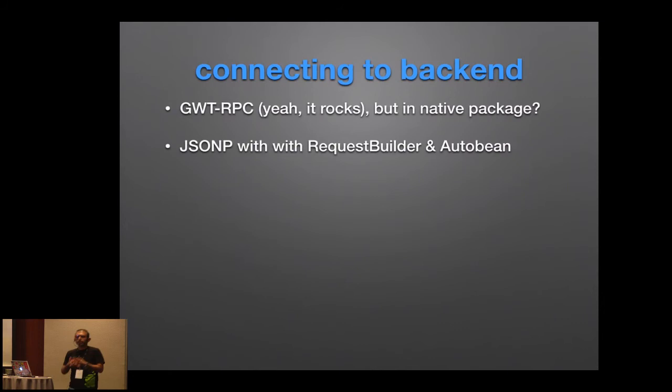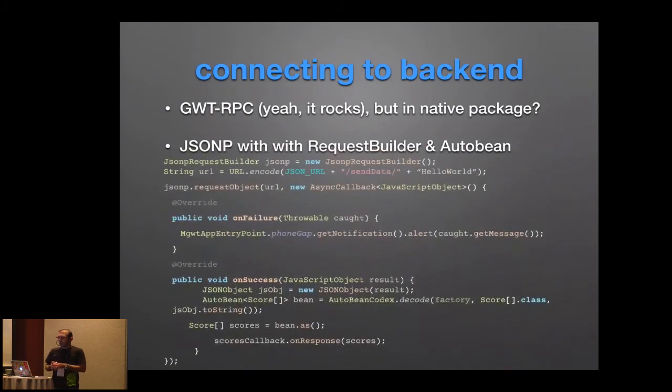Then comes connecting to the backend. Well, it's the basics of the web. Now you're not going back to the server you are coming from, because you are packed with the native app. So you need to have some workarounds. First, I started using JSONP by calling some JSNI functions. Then I realized I can use it with RequestBuilder and AutoBean, which was really simple and easy to use. You can just use the JSONP request builder and give your URL.